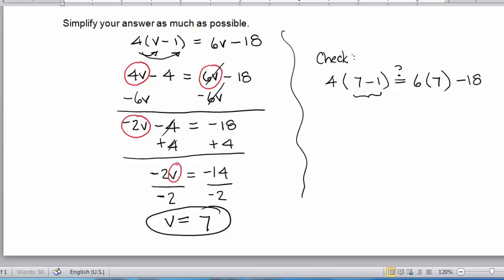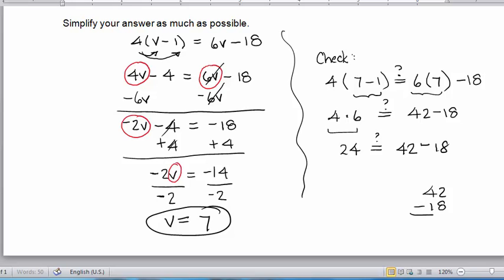Well, let's go ahead and do our order of operations. I have 4 times 6. Does that equal 6 times 7 is 42 minus 18? So this is 24. Does that equal 42 minus 18? We just do our 42 minus 18 over here. I get 24. So sure enough, 24 equals 24. So I got the right answer.